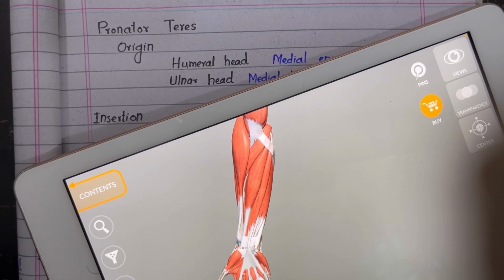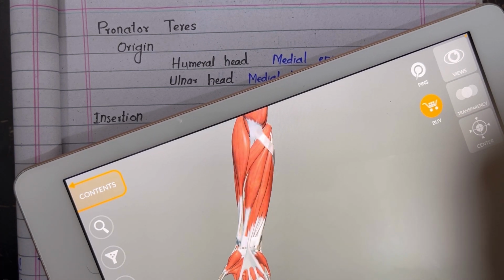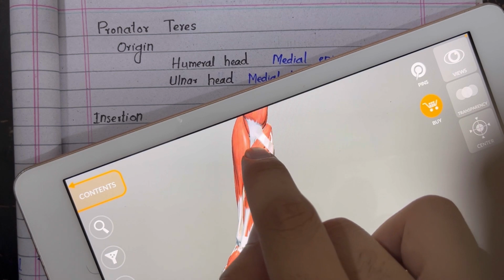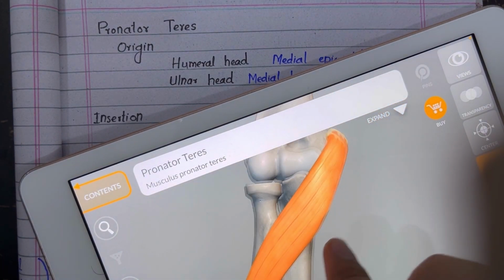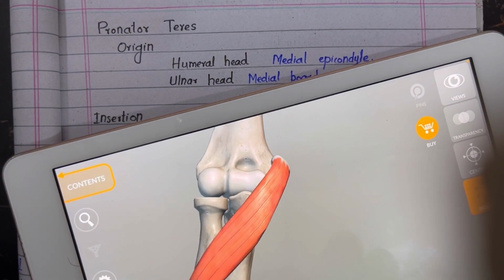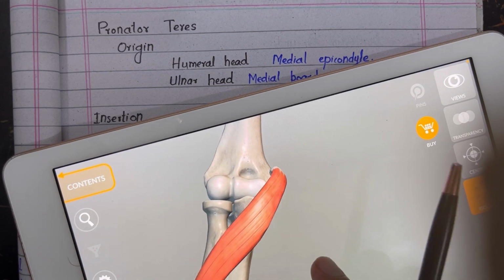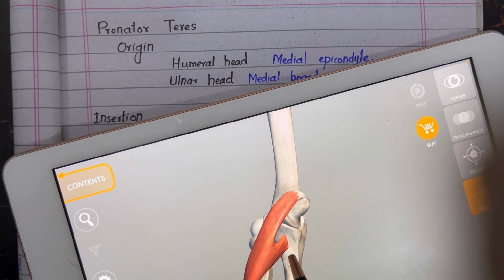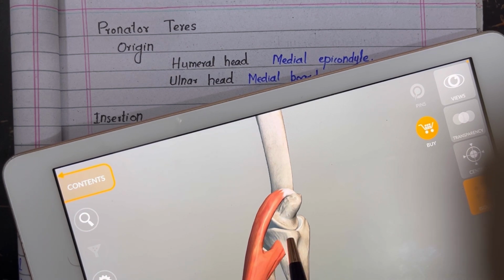Now student, moving toward another muscle of the anterior compartment of the forearm region, which is the pronator teres muscle. This is the pronator teres muscle. Student, this muscle originates from the medial epicondyle of the humerus bone and also from the coronoid process. This is the coronoid process. We have studied this in the osteology of the ulna bone.